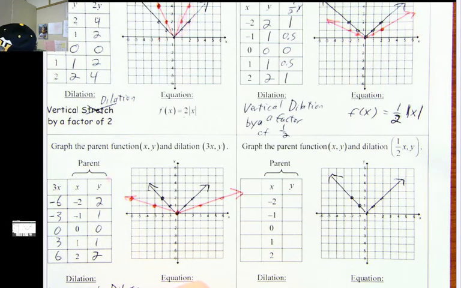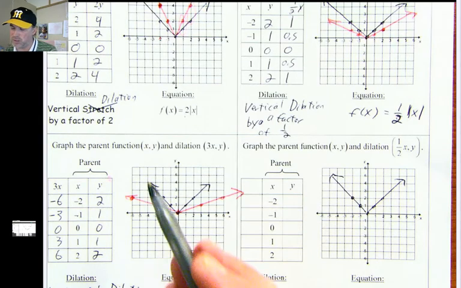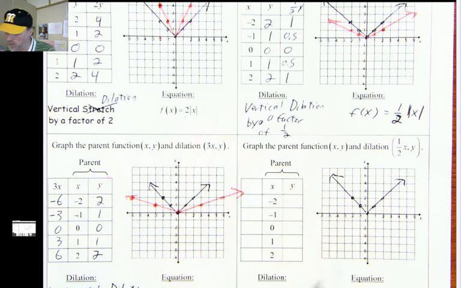By a factor of 3. Now, think about this from the last couple days. On the inside of the function, we always do exactly what we're supposed to. So when we had a vertical dilation by a factor of 2, we're multiplying the inside by 2.